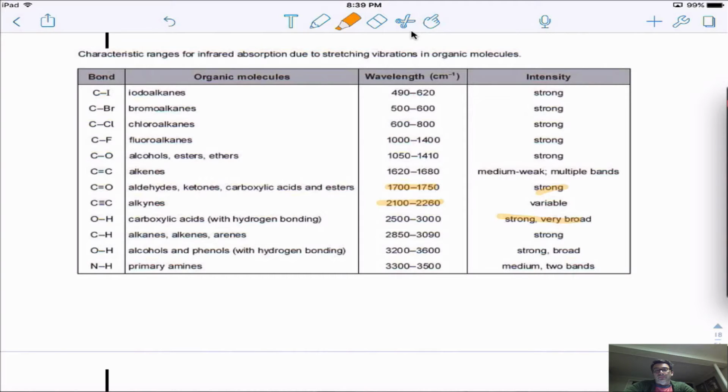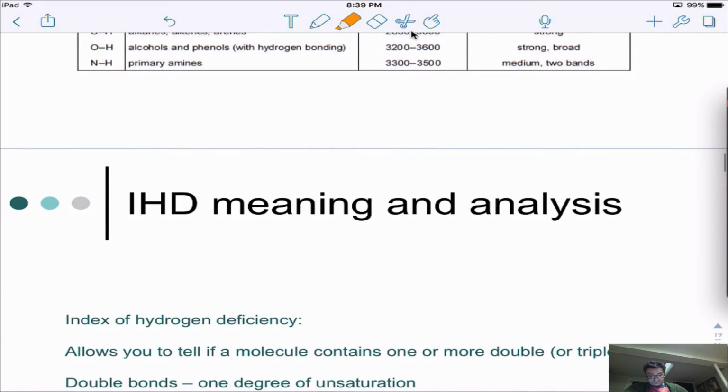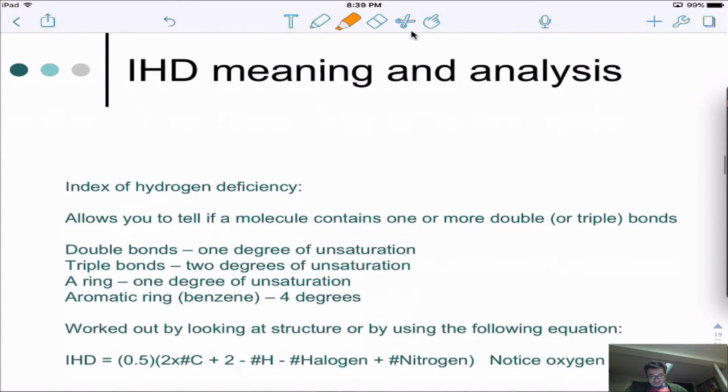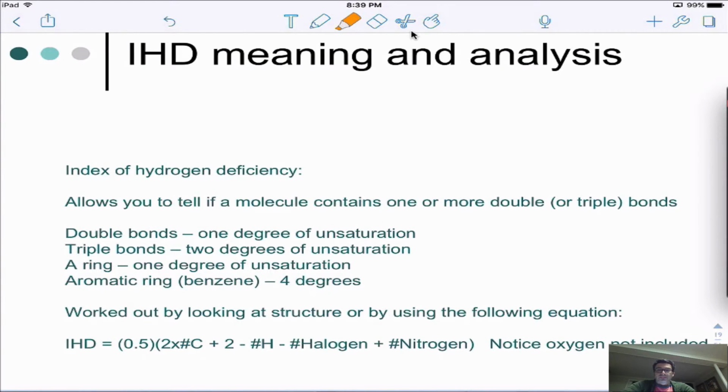What we'll talk about next time is something called the index of hydrogen deficiency, and the equation that's used to figure out how many double bonds there are. Hydrogen deficiency allows you to tell if a molecule is unsaturated, if it's deficient in hydrogens. Unfortunately, they don't give you this equation, but they expect you to be able to use it. So we'll do some different molecules and see how it works.